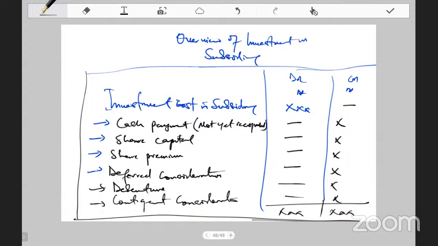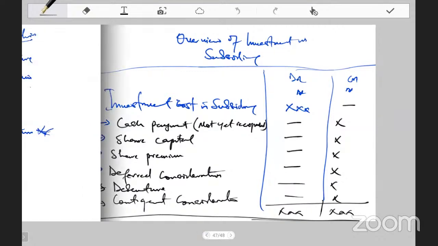I lost my connection. Can you recap, please? I said that all we are having here is the overview of all the transactions that we have done. Hello, please, I lost my connection from contingent consideration when we started.